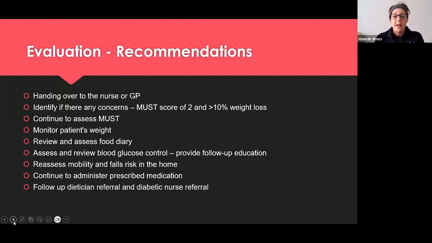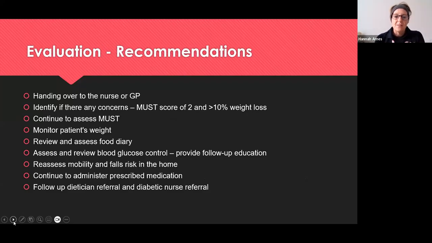Evaluation, so it depends who you're handing over to. You might be handing over to the other community nurse, you could be handing over to a GP, you could be handing over to a diabetic specialist nurse or a dietitian. So obviously read your scenario, make sure you know exactly who you're handing over to. So I'm just going to go through the recommendations because all the other parts of your SBAR, you'll have that information within your assessment, planning and implementation documentation.